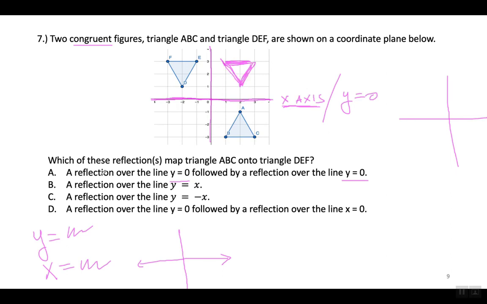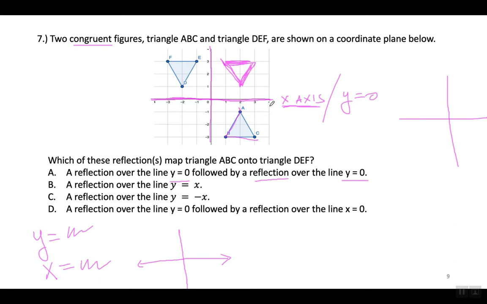Si hago una reflexión sobre esta línea, me sale esto. And then if I reflect it again over that same line, si lo reflejo otra vez sobre esa misma línea, we're back to where we started. You reflected it over the x-axis, and then you reflected it again, you're back to where we started.